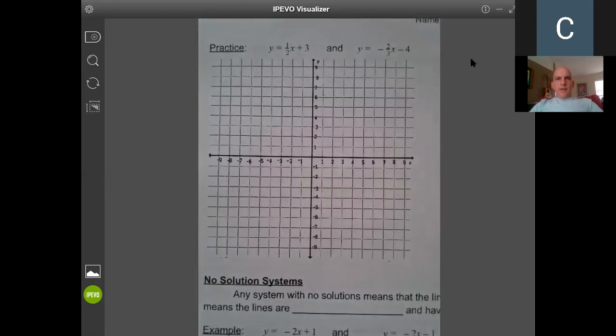All right, so go ahead and try out that practice problem. Both of these have fractional slopes. Make sure that on this one, you're going to go up 1 over 2 every time. And on this one, you're going to go down 2, right 3 every time, right? So we'll assign that negative.